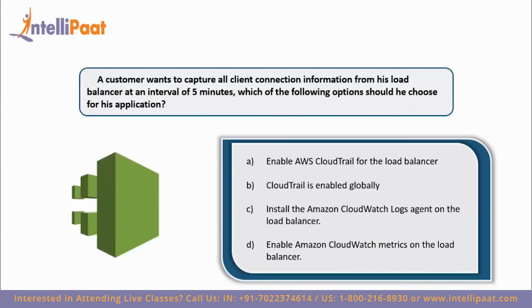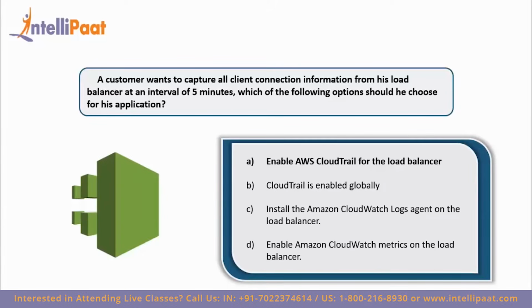Now, CloudTrail and CloudWatch are both monitoring tools, so it's a bit confusing, but if you have studied deeply and understand how CloudTrail works and how CloudWatch works, it is actually not that difficult. The answer is A, that is, you should enable AWS CloudTrail for the load balancer. Option B is not correct, because CloudTrail is not enabled by default or globally for all the services. Option C and option D, you will not even consider.